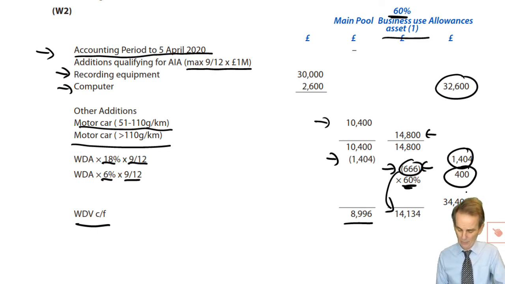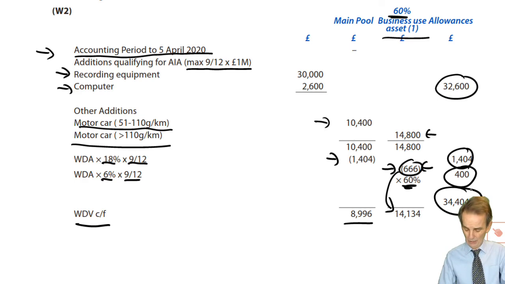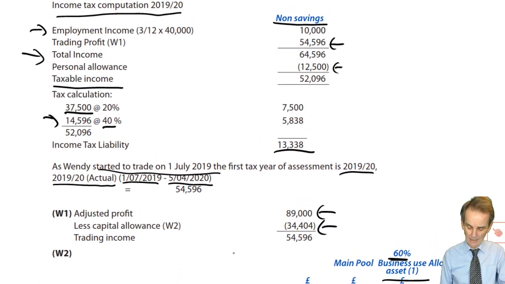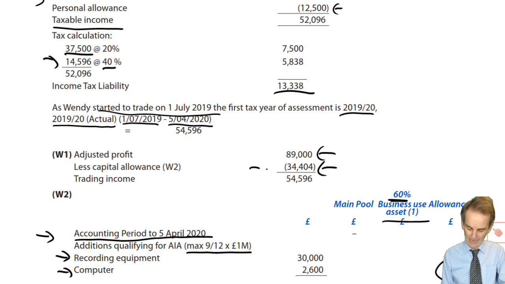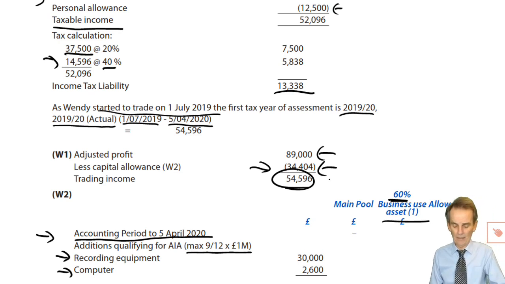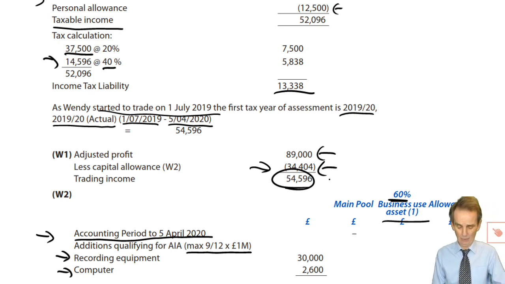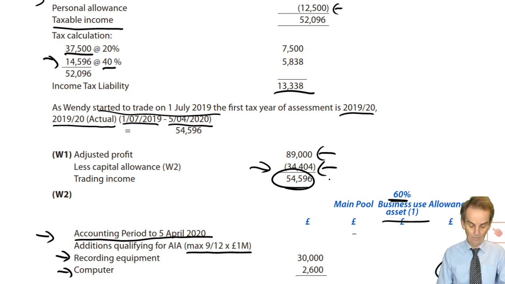Add up your allowances for the period. All being well, if the numbers are correct anyway, do check through. We've got 34,404. That came back to your working to be deducted there to give you the tax adjusted trading income figure to then go into the assessment for that first tax year, and indeed it became the assessment for that first tax year. Okay.